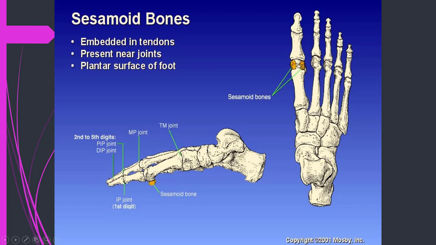Just want to point out that there are sesamoid bones on that first toe, your first digit. There are 2 sesamoid bones, and we can actually do specialty views to demonstrate those. They are located near the joint, and they are on the plantar surface of your foot, and they are embedded in tendons.